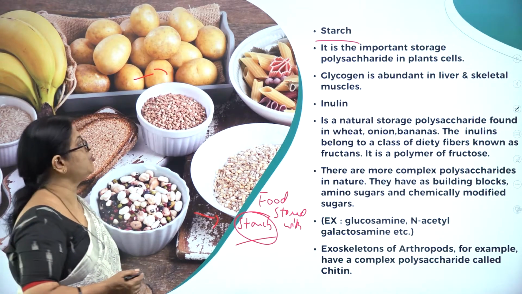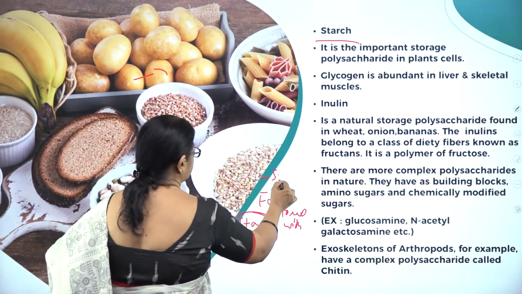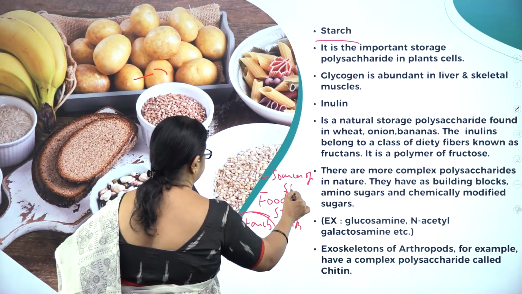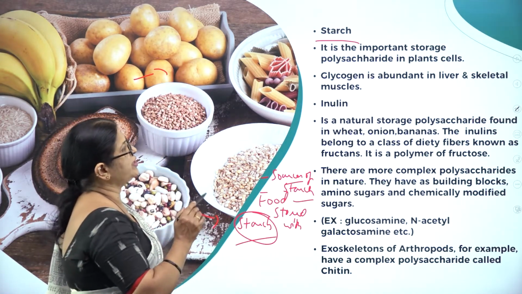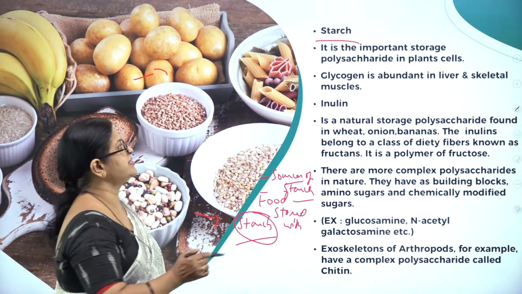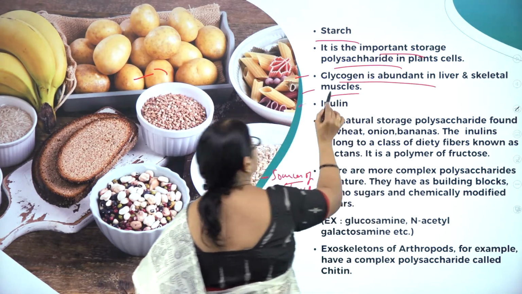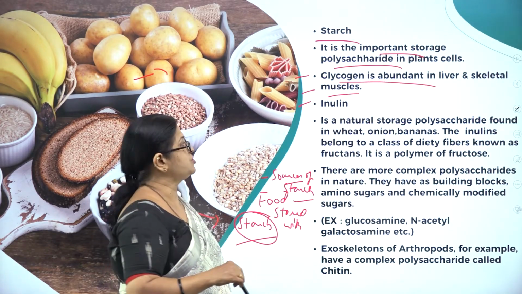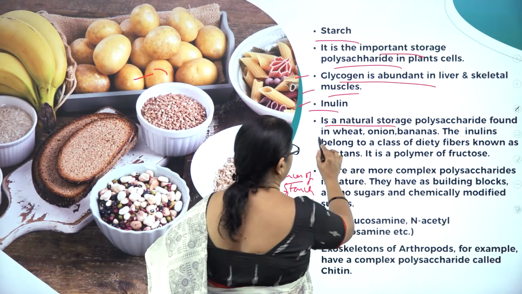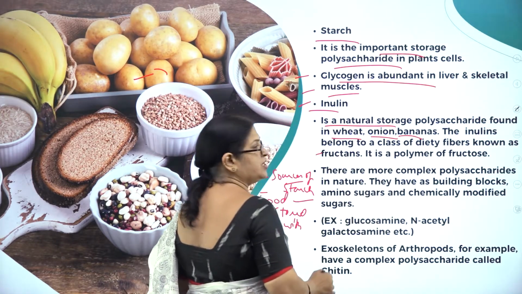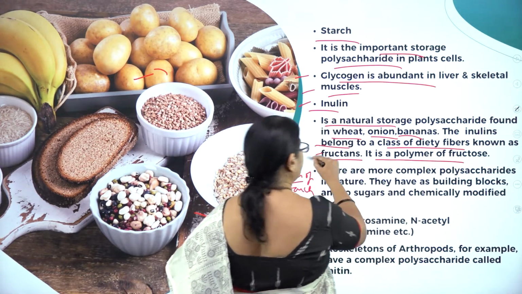So now let us understand what starch is. See how beautiful this picture is, which gives us an idea about the sources of starch. Starch is the important storage polysaccharide in plant cells, and glycogen is abundant in the liver. Glycogen, as we know, is also one of the storage foods. Then inulin is a natural storage polysaccharide found in wheat, onion and bananas. Inulin belongs to a class of dietary fibers known as fructans, and it is a polymer of fructose.